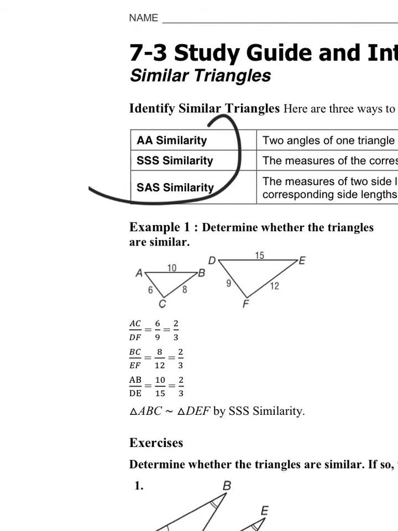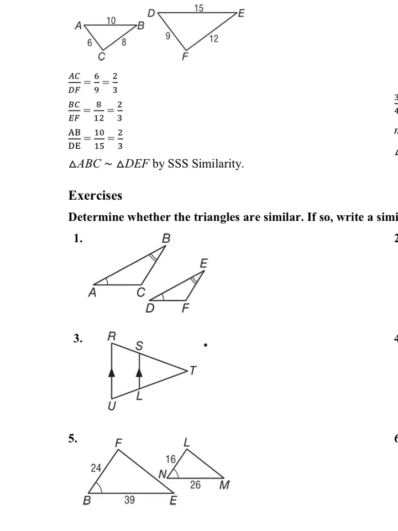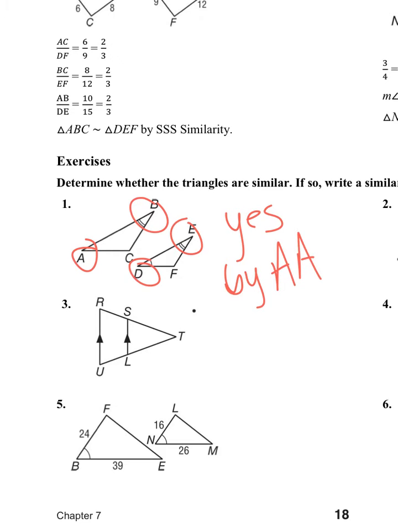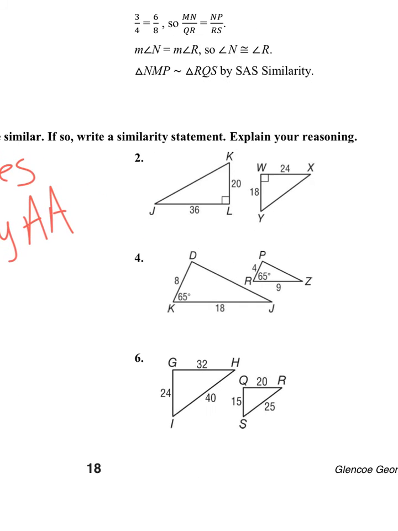So be aware of these. We looked at some examples in class, but on number 1, these are going to be similar because A and D are congruent, B and E are congruent. That's yes by AA. Just 2 angles is enough to show that.